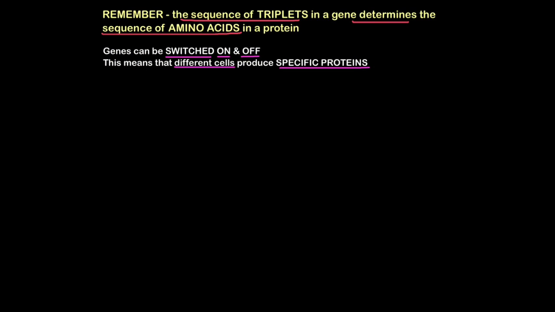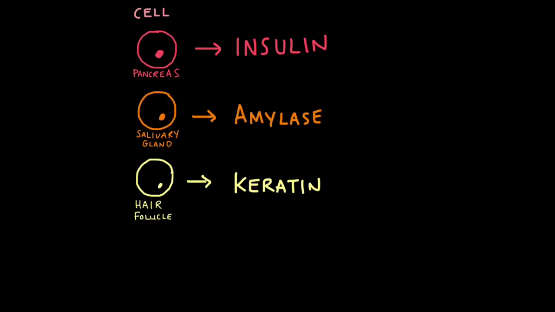Also, be aware that genes can be switched on and off by our cells. This means that different cells produce specific proteins. For example, only pancreas cells produce insulin. The gene for insulin is found in every cell in our body, but it's switched off. The only place where it's switched on is in the pancreas. In the salivary glands, you'll find cells that produce the enzyme amylase. And in hair follicle cells, you'll find the gene switched on to produce keratin.